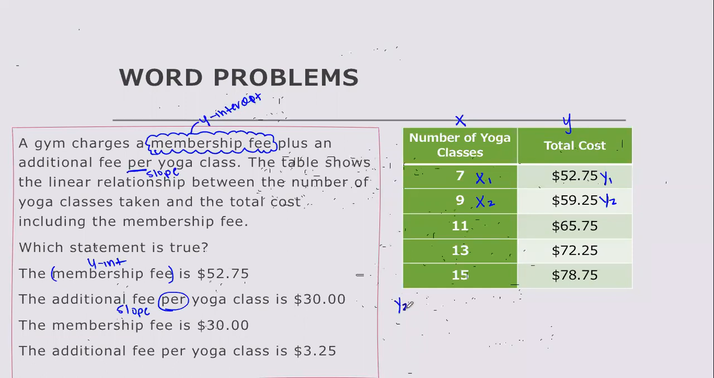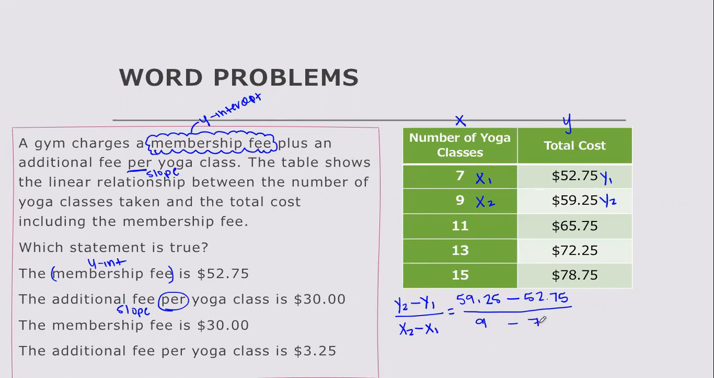So I'm gonna do my slope equation, y2 minus y1 over x2 minus x1. I think I'm gonna need my calculator. All right, 59.25 minus 52.75 over 9 minus 7. That's for me. If you chose different ones, it will give you the same answer. It doesn't matter.